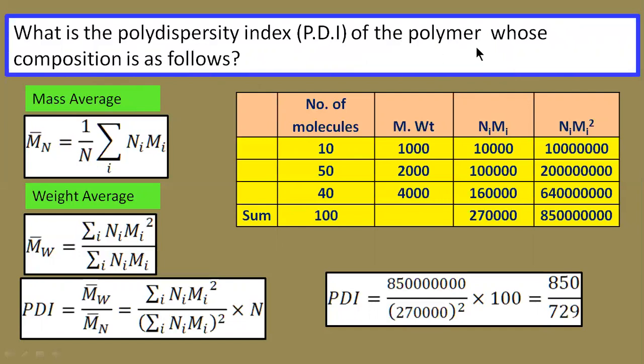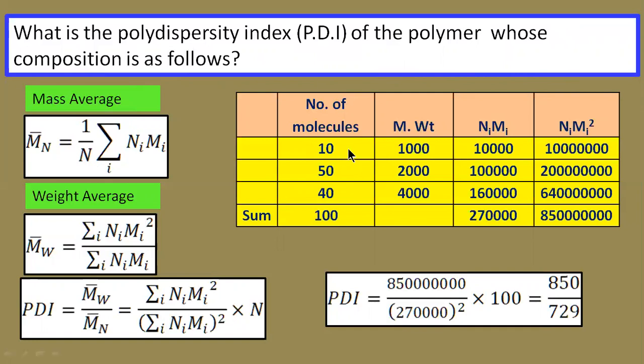But in case of polymer, the problem is that some polymer chains may contain 100 monomers, some contain 115 monomers, some contain 120 monomers. So there is a diversity in the molecular weight. The molecular weight is not homogeneous. There is a diversity that exists in the molecular weight. Now this is explained here.